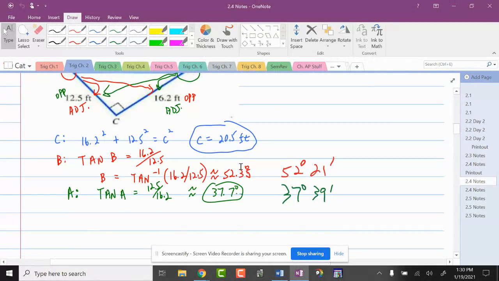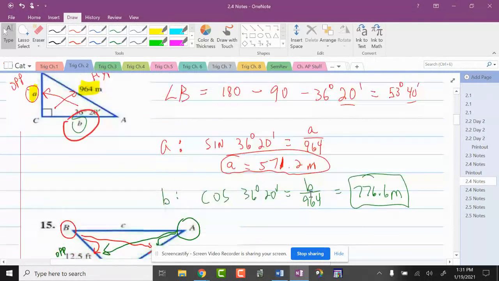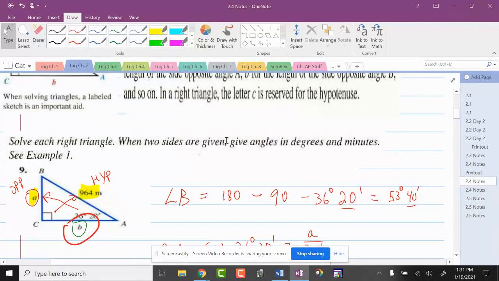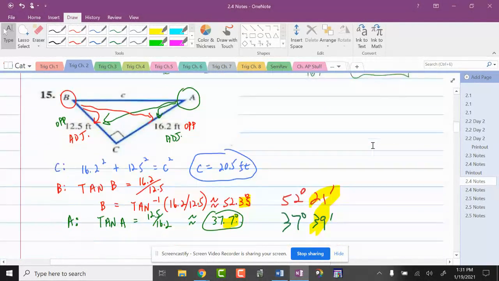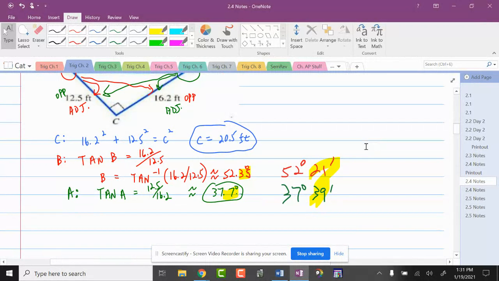Nice of me to do this: what if they wanted it in degrees and then minutes? Then you would take this 0.35 and multiply it by 60. And then you'd take this 0.7 and multiply it by 60. These should add up to 60 when you're done if you round appropriately. Then you round to the nearest minute. I believe in the directions, yes, give angles in degrees and minutes. So make sure that you do that, degrees and then minutes.